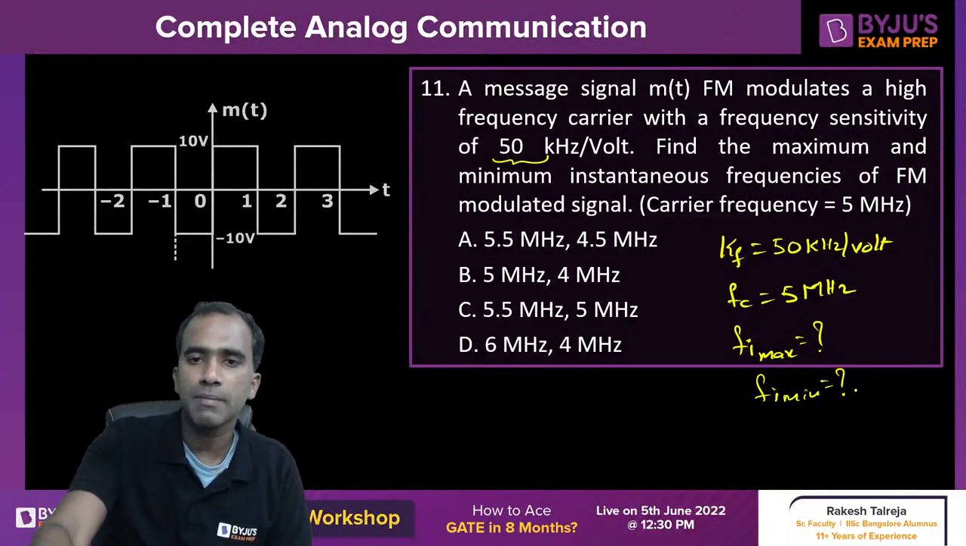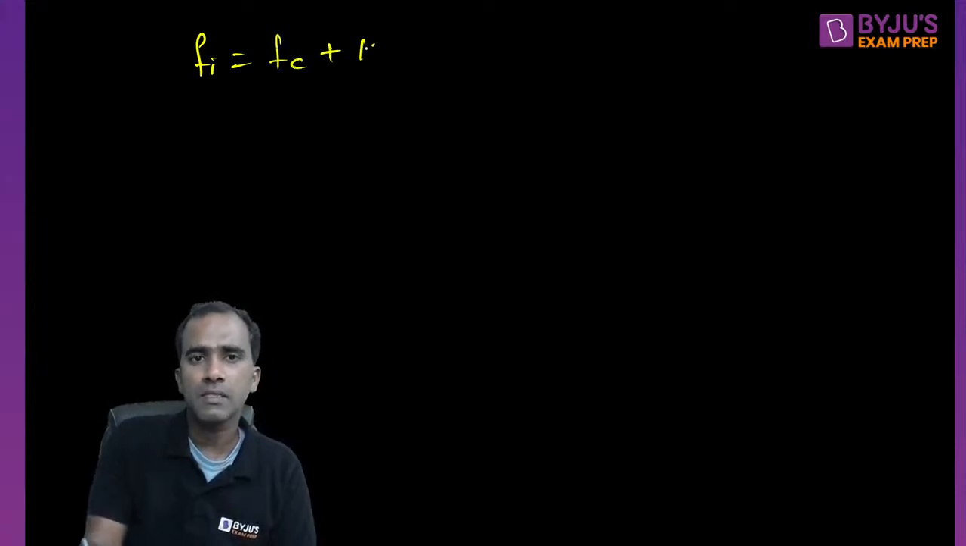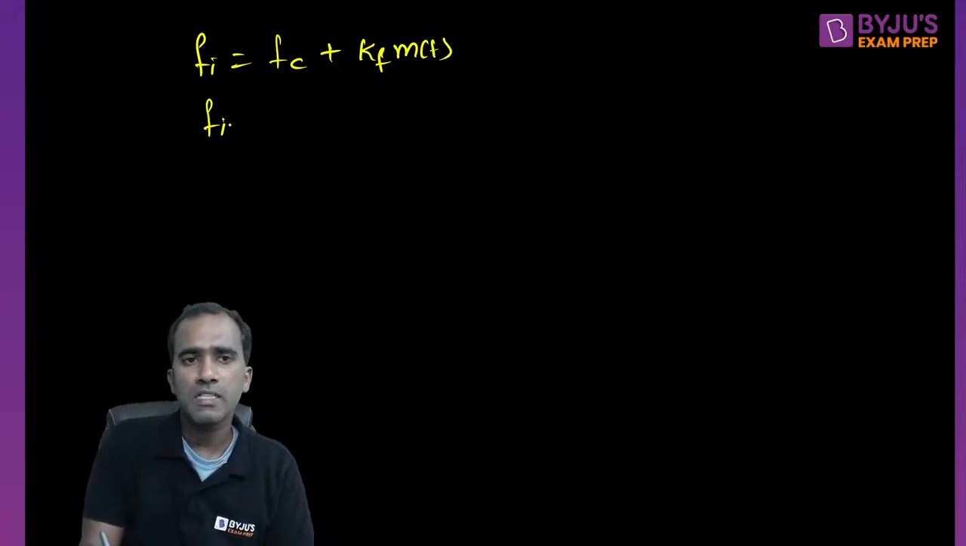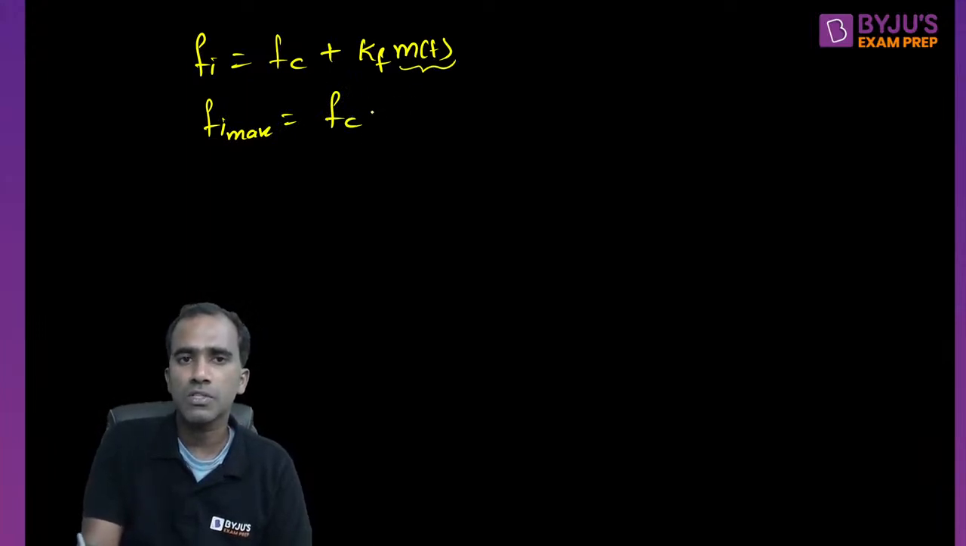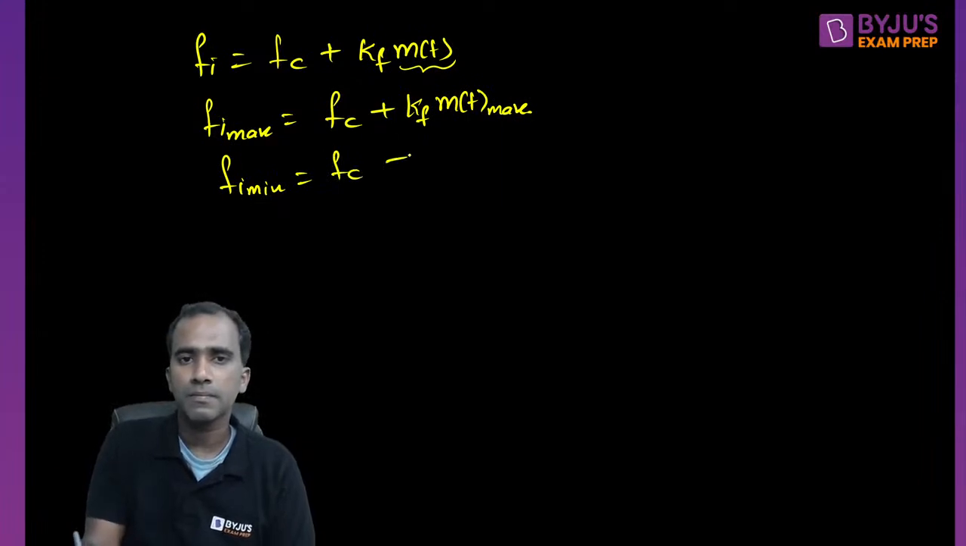Okay, let me recollect some basics here. Instantaneous frequency is given as fc plus kf into m of t, as simple as that. If you want the instantaneous frequency to be maximum, it happens only when m of t is maximum, because fc is a constant, kf is a constant. The change is happening only because of m of t. When m of t is maximum, that is when we get the maximum instantaneous frequency.